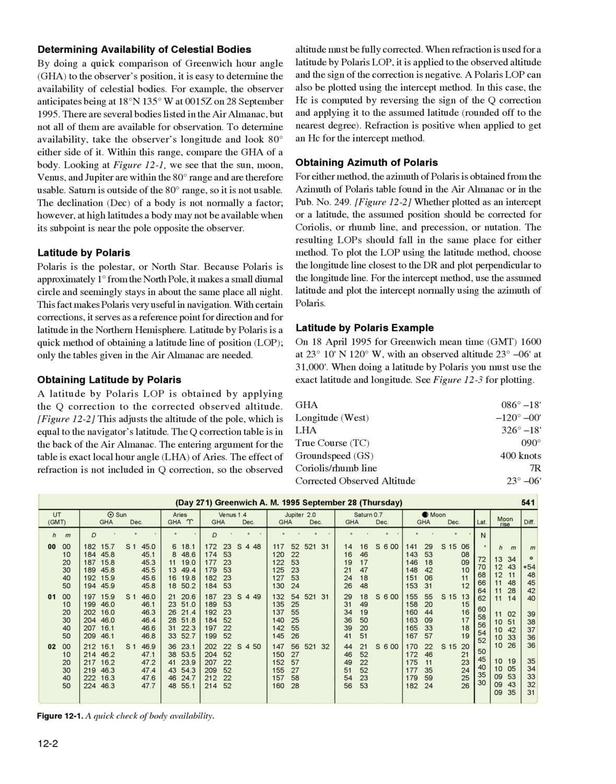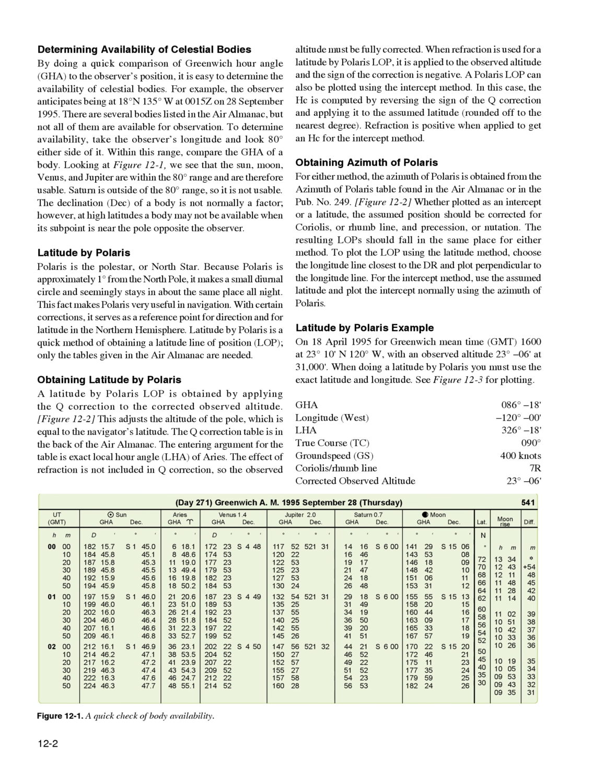Latitude by Polaris. Polaris is the pole star, or North Star. Because Polaris is approximately 1 degree from the North Pole, it makes a small diurnal circle and seemingly stays in about the same place all night. This fact makes Polaris very useful in navigation. With certain corrections, it serves as a reference point for direction and for latitude in the Northern Hemisphere. Latitude by Polaris is a quick method of obtaining a latitude line of position, LOP. Only the tables given in the Air Almanac are needed.